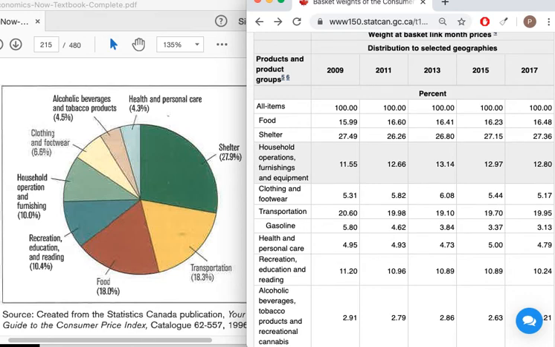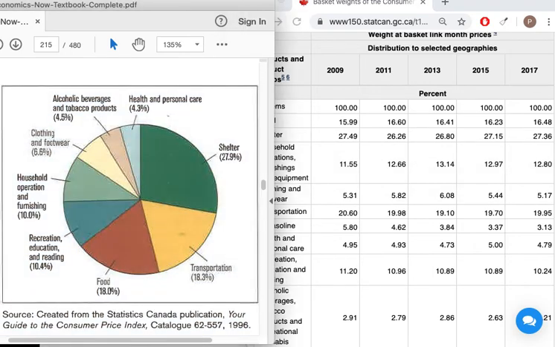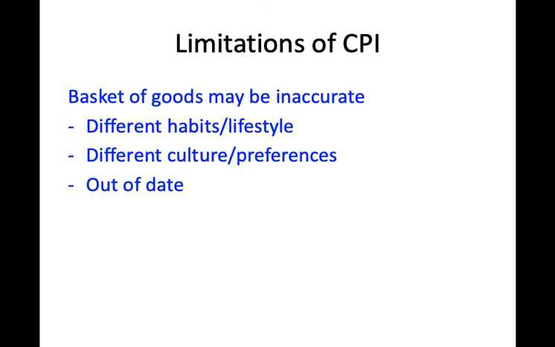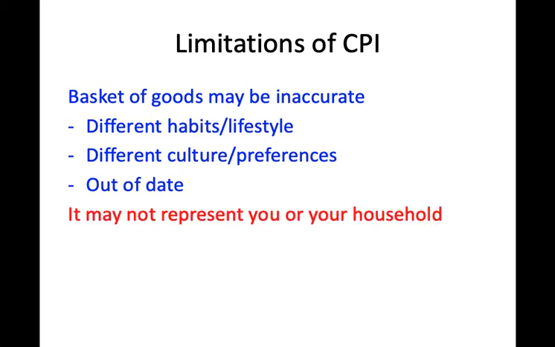We want to be sure that the actual basket is a good representation of spending in the future. Because I guarantee you, in 1996, our spending on technology is far different than it is now. And it definitely would be underrepresented if we're only looking at what we did in 1996 and not looking at the current trend of spending. So the bottom line is the basket of goods may be inaccurate. Not inaccurate in terms of inaccurately calculated, but inaccurate in terms of you, right? It might not represent your household, like who you are.